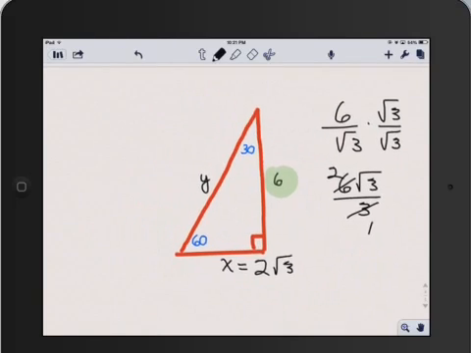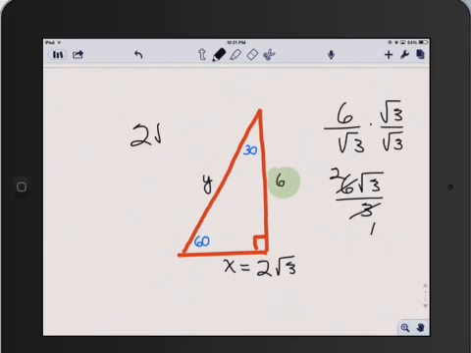That number times 2, and I'll put times 2 out in front, gives us the length of the hypotenuse. So 2 times 2 is 4, so we get 4 times square root of 3 is the value for x.